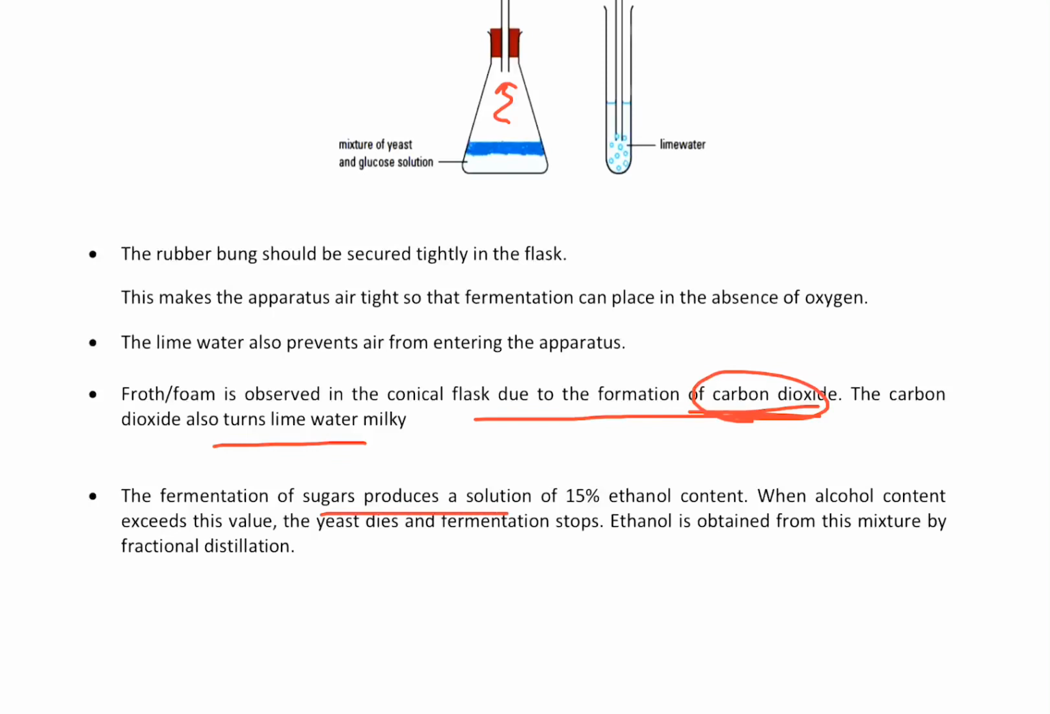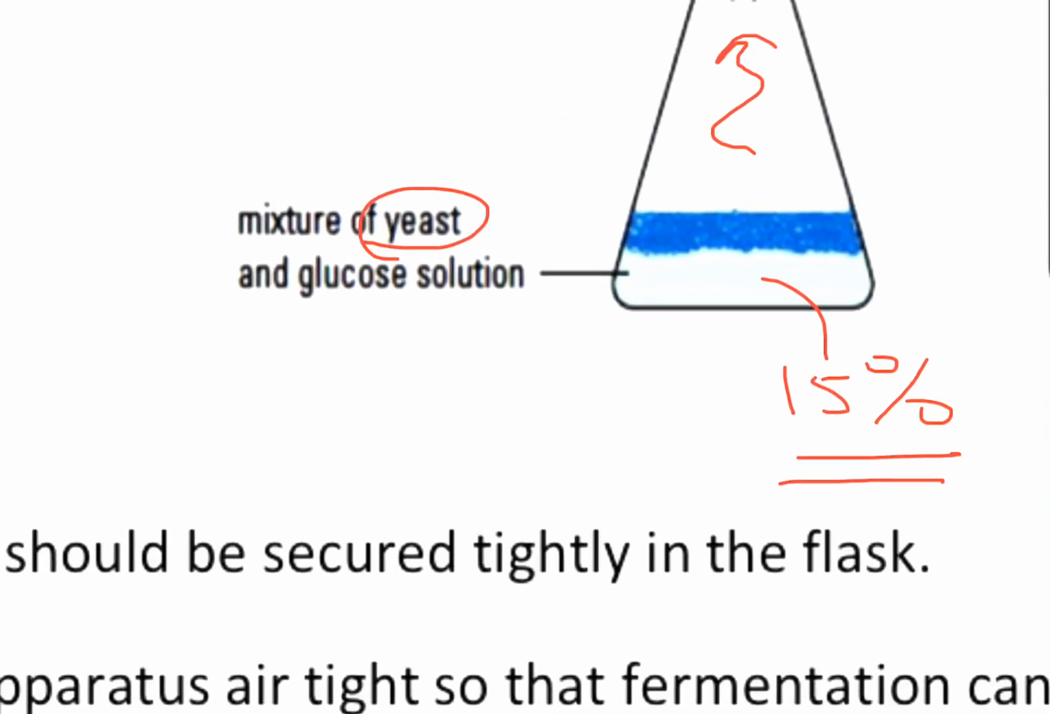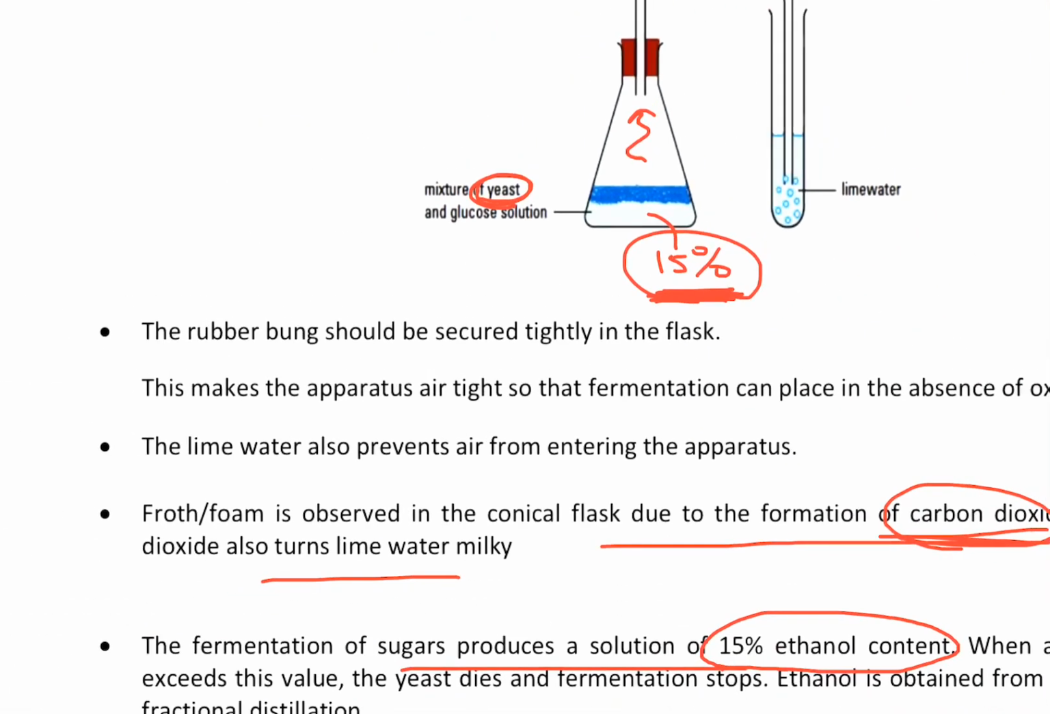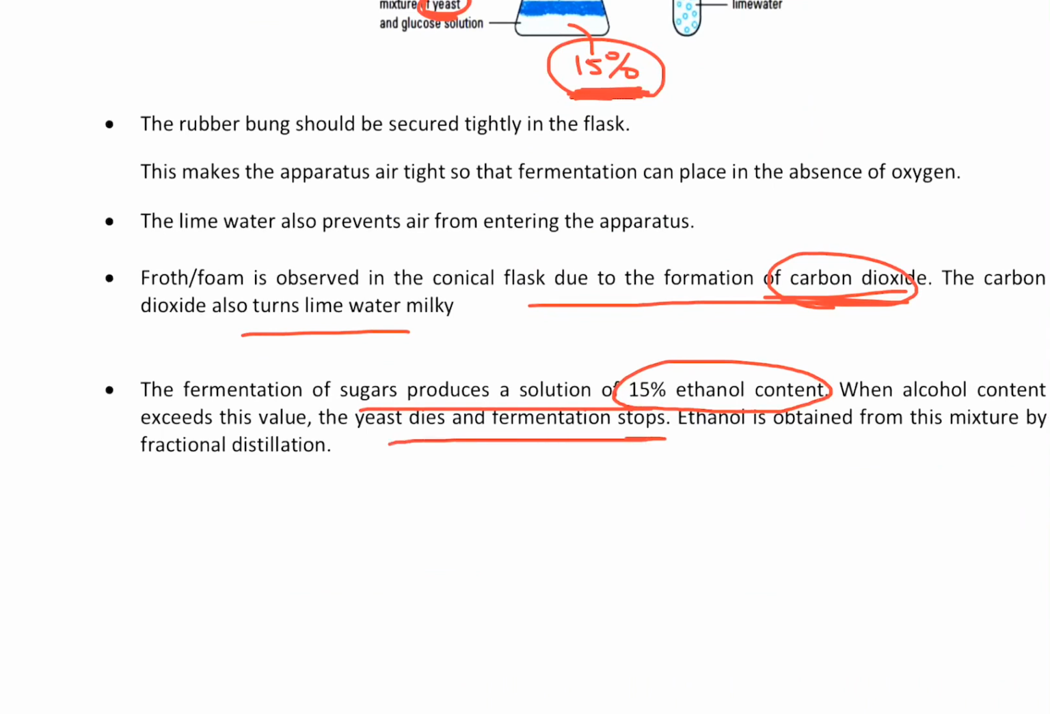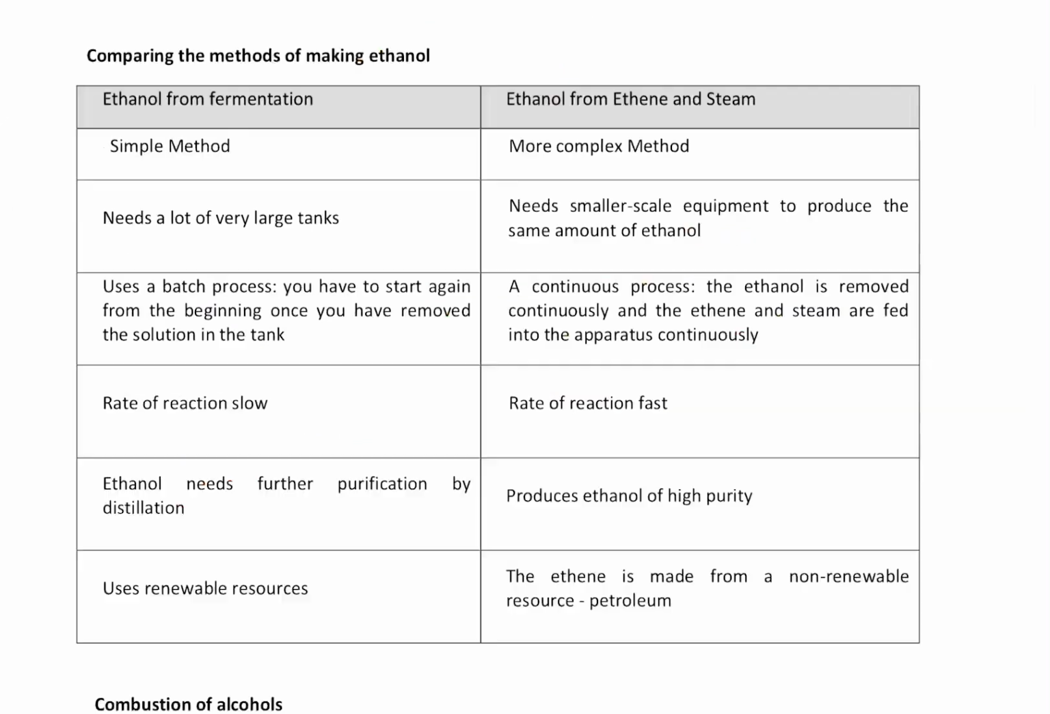The fermentation of sugars produces a solution of 15% alcohol content. Here you will only have 15%. If the percentage of alcohol goes beyond 15%, it will start killing the yeast. As soon as it goes a little bit beyond 15%, the yeast starts to die, and you have a solution that is a maximum of 15% ethanol mixture. So the yeast dies and the fermentation stops, and you obtain the ethanol by fractional distillation.